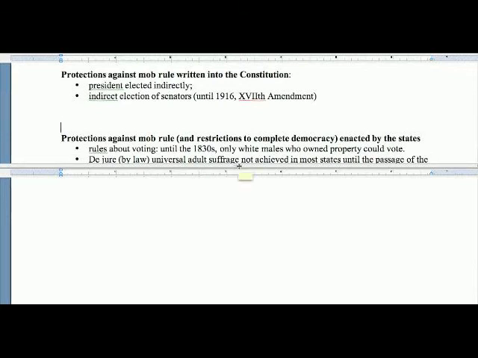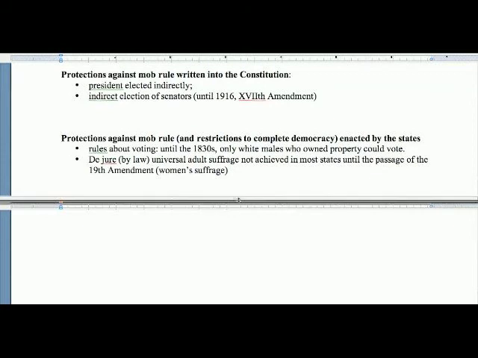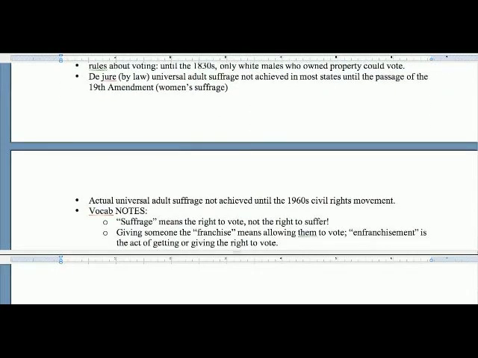And then secondly, legal universal adult suffrage, i.e. all adults, was not achieved in most states until the passage of the 19th Amendment, the Women's Suffrage Amendment, in 1920. And de facto suffrage, actual universal adult suffrage, was not achieved until the 1960s civil rights movement. So complete democracy as we take it for granted today was actually a long time coming.